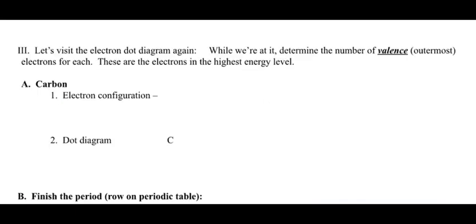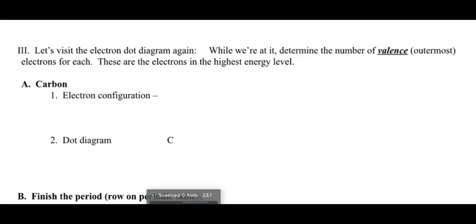So there's two more things which I want to show you, and that's your valence electrons, okay? Let's visit the electron dot diagram one more time. We're going to determine the number of valence electrons. So what does valence mean? It means outermost electrons. These are the electrons in the highest, most energy level.